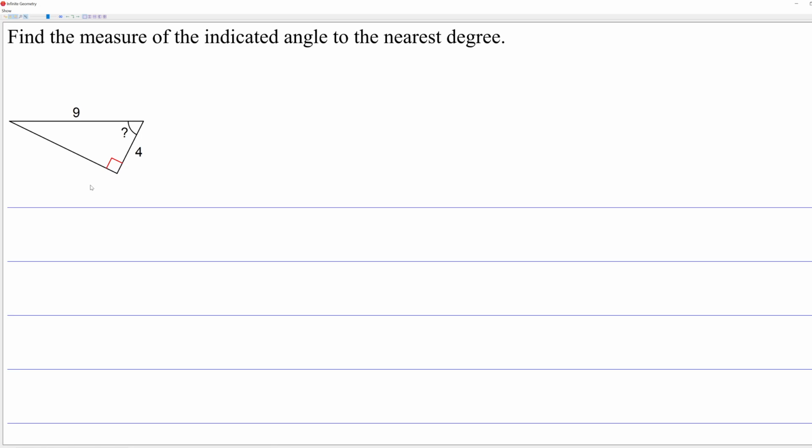finding an unknown angle. Now, I don't want to use a question mark as a variable name. That doesn't seem good. So I'm going to draw over this, and I'm just going to call this x. So x is an angle. 4 is the adjacent side. 9 is the hypotenuse. So we have an angle, the adjacent side, the hypotenuse. We use the cosine function. So the cosine of x is 4 over 9.